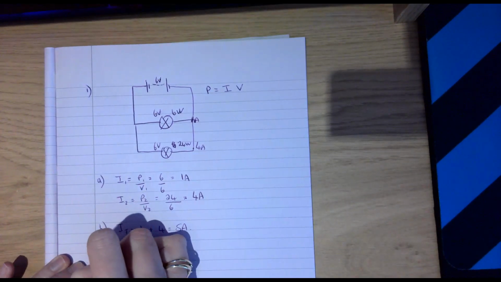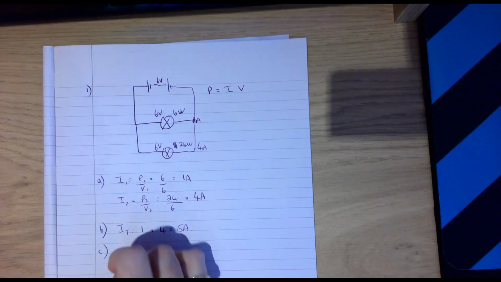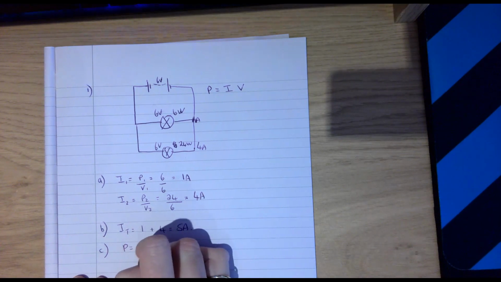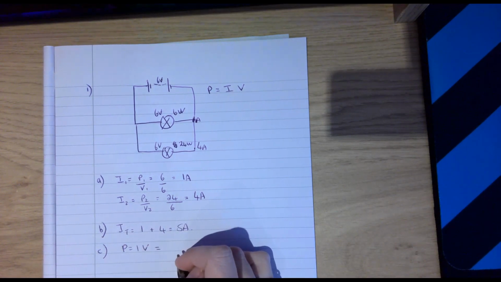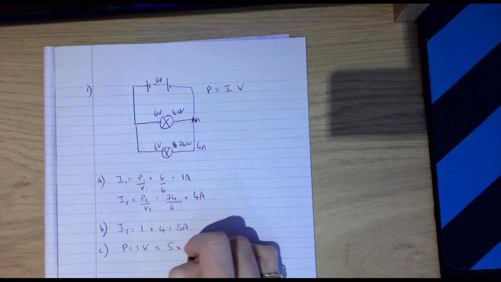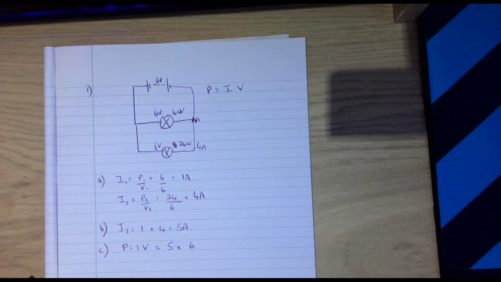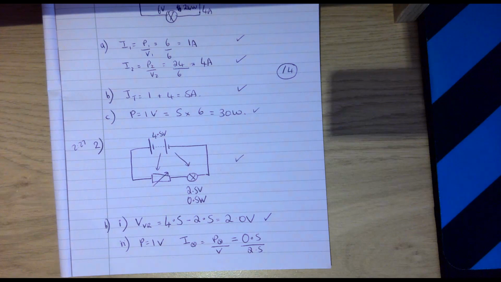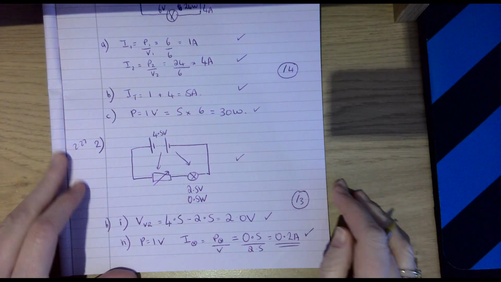Then part C, it wants us to calculate the power supplied by the battery. So P equals IV. So the current is 5 and the voltage is 6, okay? Which is 30 watts. So give yourself a mark for that. That's question 2.